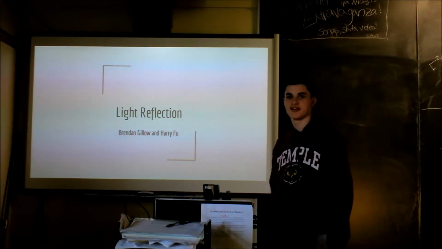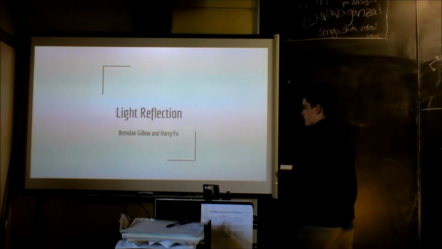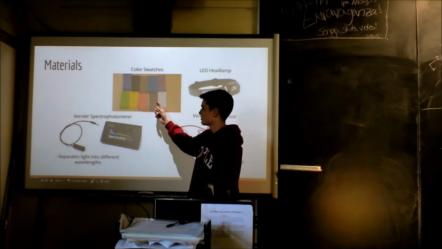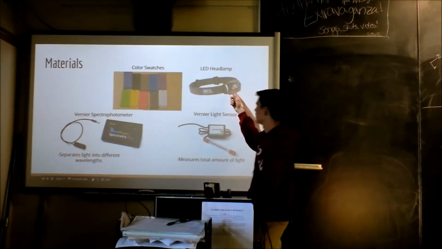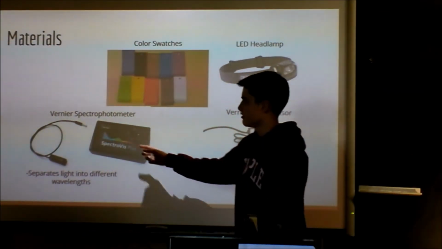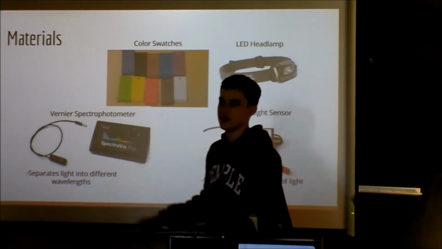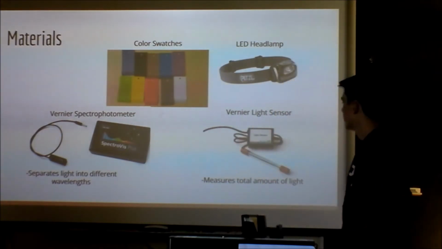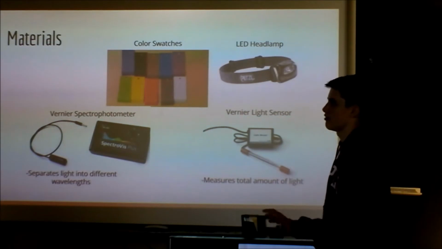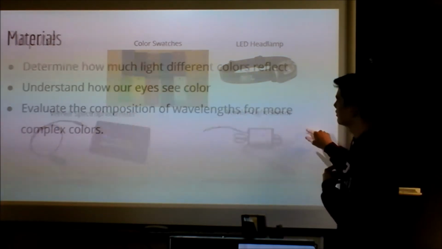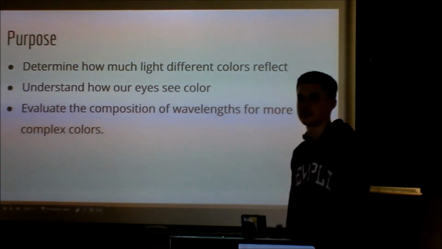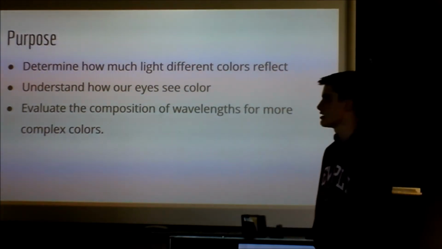My lab was on light reflection of different colors. These were the different colors I reflected the light on. I used a LED, which was white. Later, I used a Vernier spectroscope to measure the reflected spectrum. In the first trials, I used this to measure how much light was coming off the surface. The purpose was to figure out how much light was coming off different surfaces.